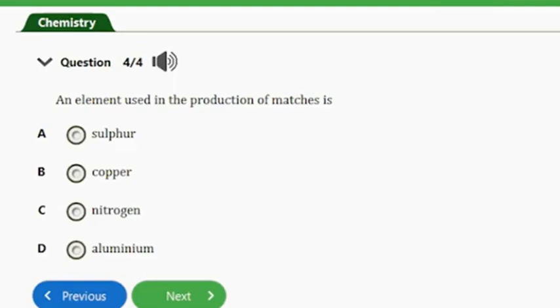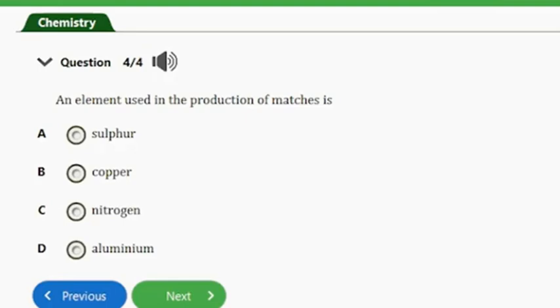It says, an element used in the production of matches is A, sulfur, B, copper, C, nitrogen, D, aluminium. The answer to this question is option A, and that's sulfur. Sulfur is used in the production of matches.